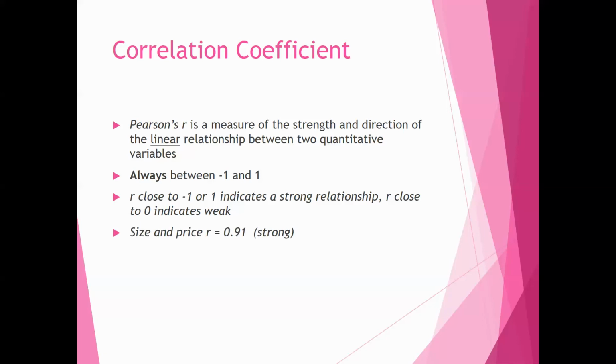In our two scatter plots, for the size and price of homes, the correlation coefficient was 0.91, so that's quite strong, which is what the scatter plot told us. For size and days on market, it's 0.19, which is quite weak. It really doesn't tell us much of anything. It looks like random variation.